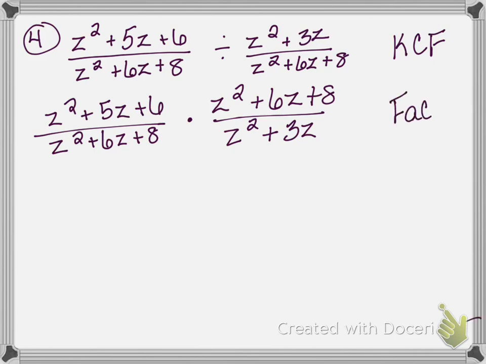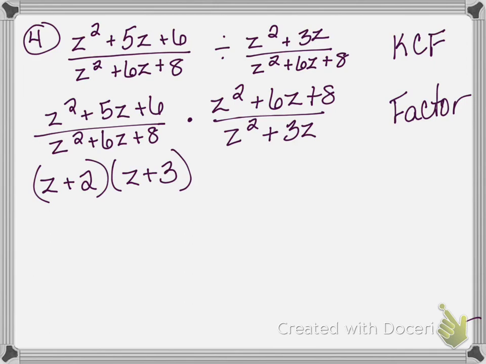Now I'm going to factor. For the numerator of my first rational, I'm going to have z plus 2 times z plus 3. And that factors to that because 2 times 3 is 6, 2 plus 3 is 5. Then in the denominator, I'm going to have z plus 4 and z plus 2 because 4 times 2 is 8, 4 plus 2 is 6.